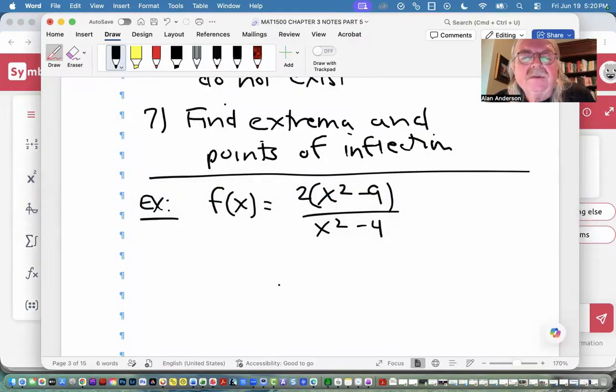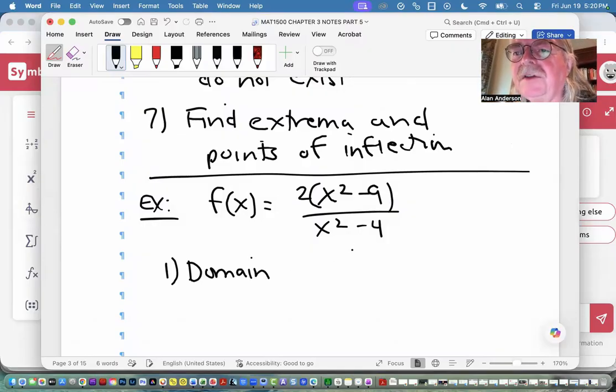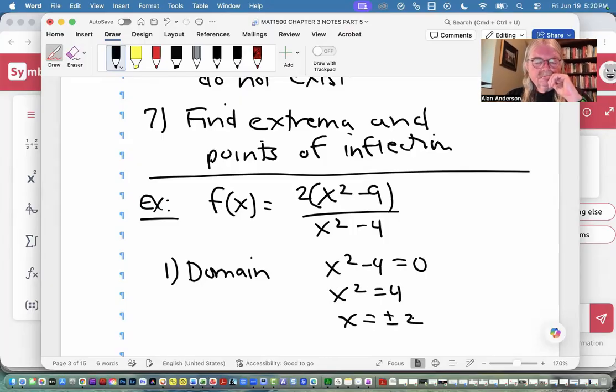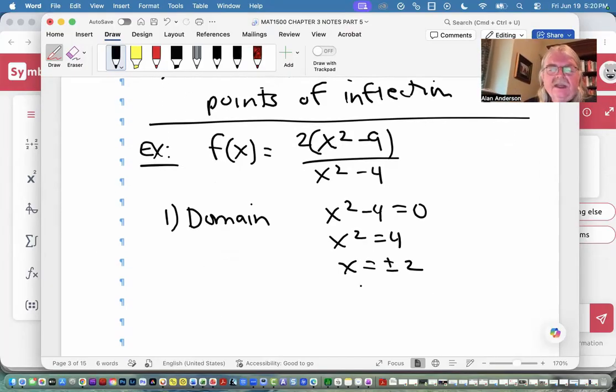So let's see what we can do. First, what about the domain? Well, of course, with the domain here, it's pretty clear that there's going to be at least 2 points that would lead, I'm sorry, would lead to division by 0. So let's find them. All right, so either one of those would lead to division by 0. So we have to leave them out.